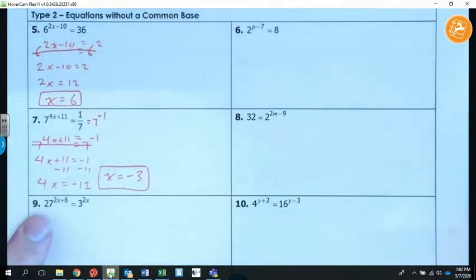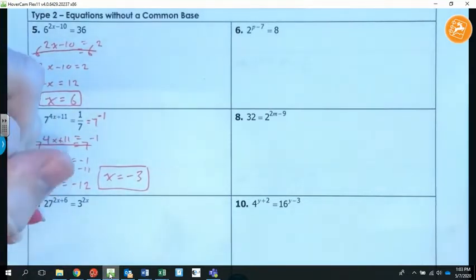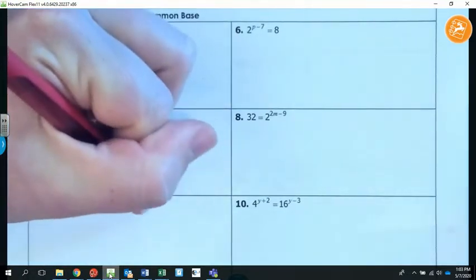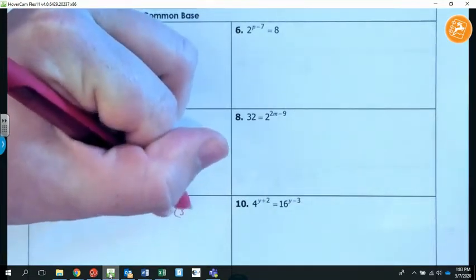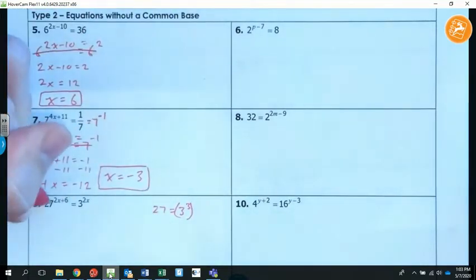Then the last question, we have a 27 over here, and we have a small base of 3 over here. So the job is to try to figure out what 3 raised to what power can give me 27. So I know that 3 squared is 9. 3 to the 3rd power is 27. 3 times 3 is 9 times 3, 27. That's what we want. So because we're changing 27, 27 is equal to 3 to the 3rd power. We're going to put that in right here.